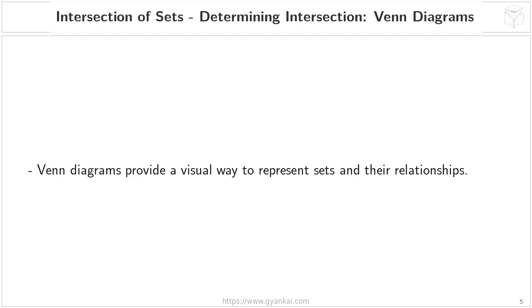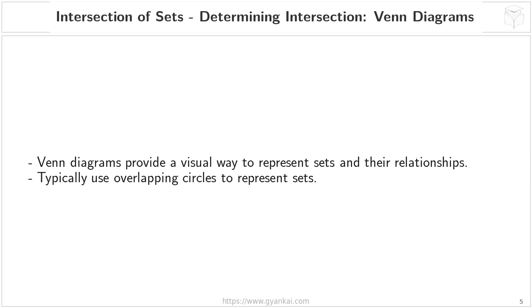Intersection of sets, determining intersection. Venn diagrams. So far, we've been finding the intersection of sets by carefully looking at the elements and listing out what's common. Now, let's explore a more visual approach using something called Venn diagrams. Venn diagrams provide a visual way to represent sets and their relationships. Think of them as a helpful picture to understand what's going on with our sets.